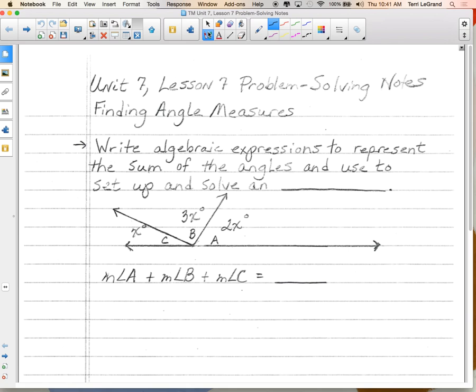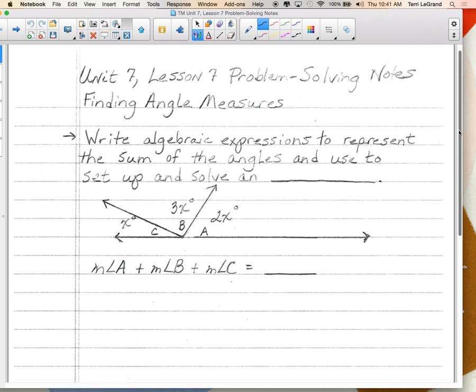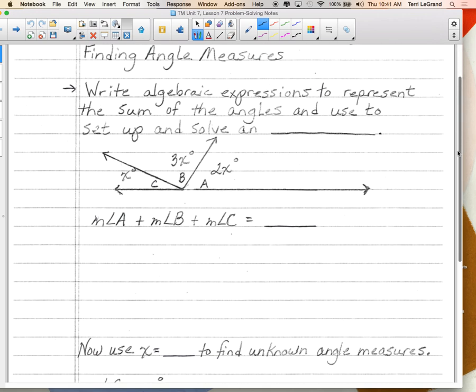So our learning goals, let's go over here. I can set up an equation, so you're going to set up equations to help you problem solve today, and you're going to solve to find the missing angle measure, okay? So we are in lesson 7, but we are doing what we call problem solving, finding angle measures.